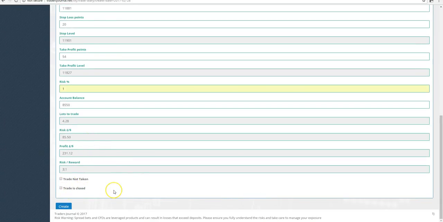Now there are two tick boxes at the end of this trade. One is to close the trade, but the one before that is trade not taken. Now that sounds like a ridiculous box, but it is vitally important, and let me explain why.